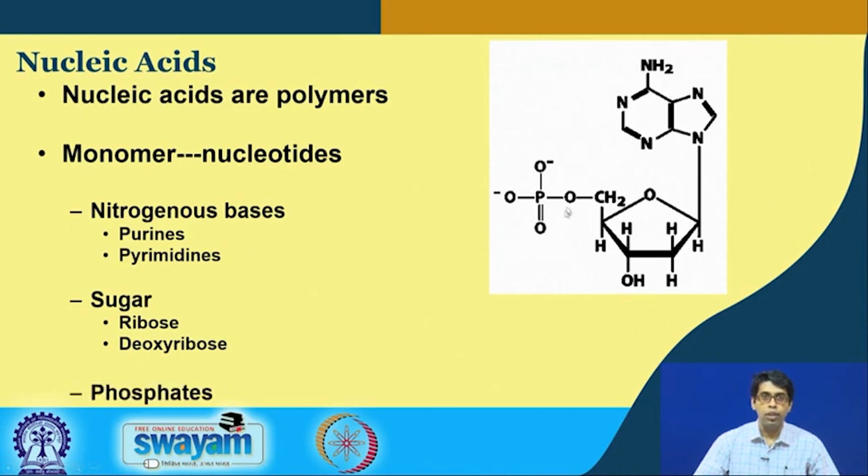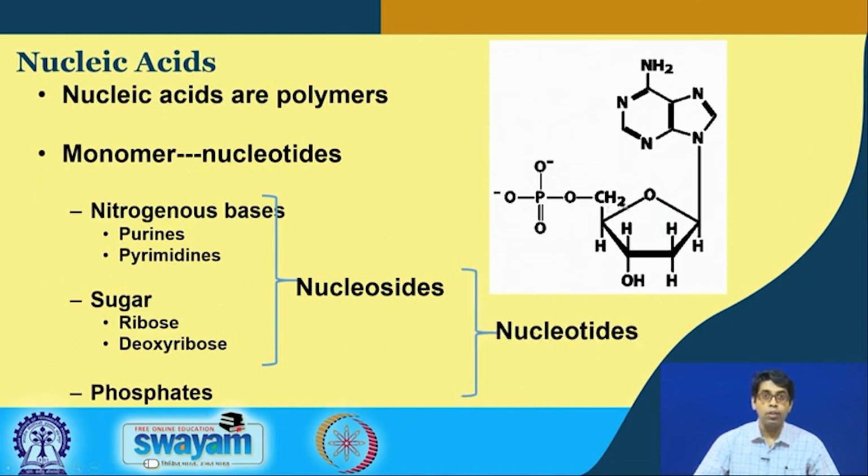The third component is the phosphate group, which is attached to the fifth carbon of the ribose or deoxyribose sugar. When you have only the nitrogenous base and the sugar, and not the phosphate, then it is referred to as a nucleoside. When you also have the phosphate present at the 5 prime position, then this monomer is referred to as a nucleotide. So, in today's lecture we are only going to refer to nucleotides.